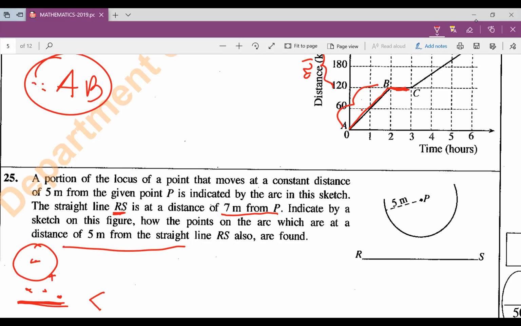So from a line means you will draw a parallel line. From 2 lines, that will be an angle bisector. The locus of a point moving equidistant from 2 lines is the angle bisector. So from here to here and here.